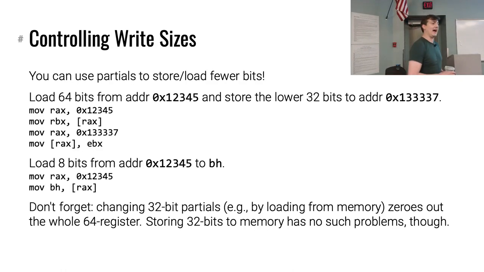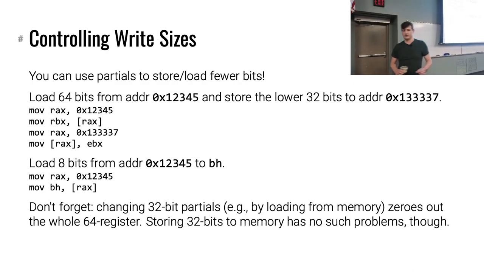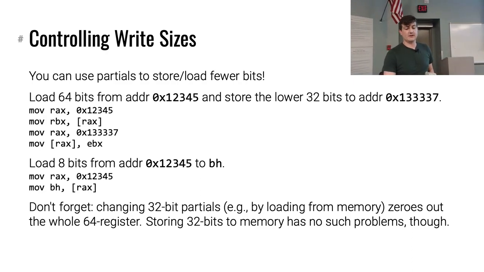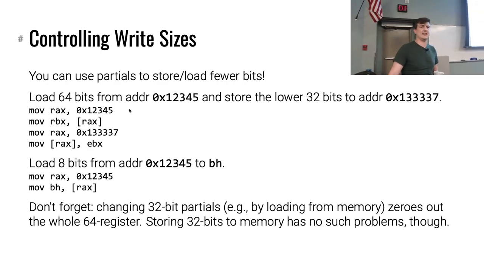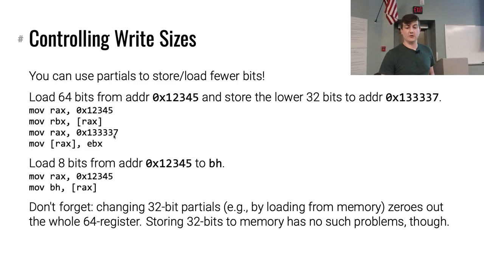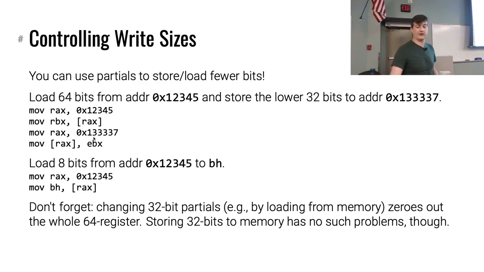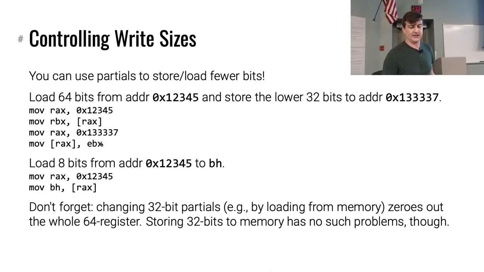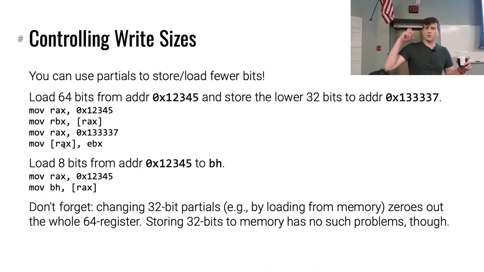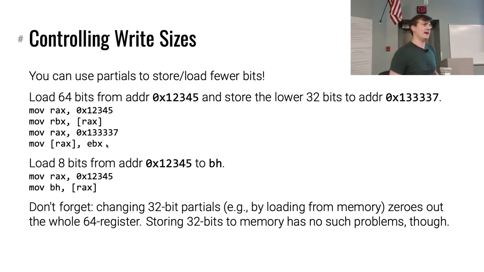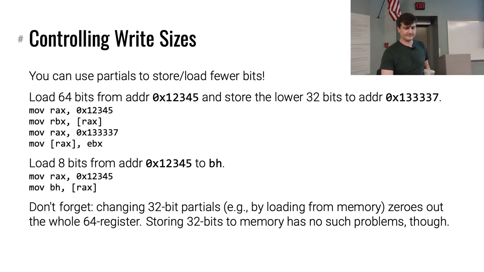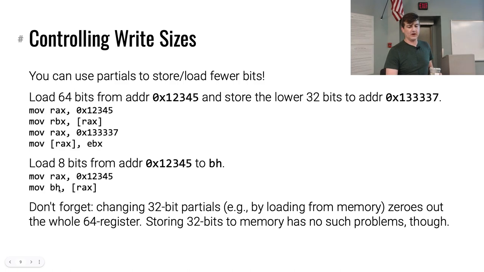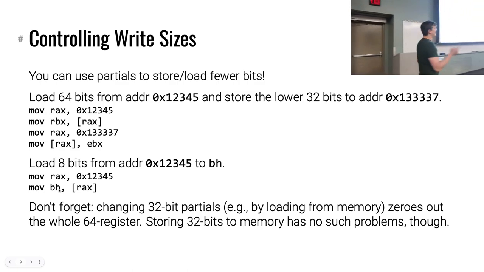We can tell it that we actually want to read or write smaller values for memory. You can look up how to specify this precisely in the instruction syntax. Here, because we're using the no prefix option, we don't have to specify this and it will infer. For instance, in this last instruction, move into wherever RBX points to, EBX, this will only store 32 bits or 4 bytes. And finally, in this last example, we're loading 8 bits, so we're only copying one single byte at that memory address.